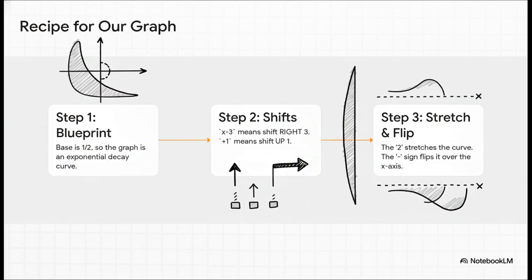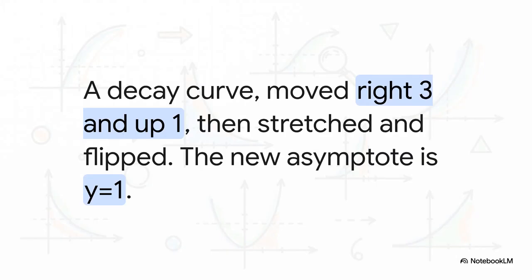And finally, step 3. The 2 out front tells us to stretch it vertically, and that lonely little negative sign flips the entire graph upside down. And there's our final result. We started with a simple decay curve, we slid it right 3 and up 1, which, remember, also moved our invisible floor up to y equals 1. Then we stretched it out and flipped it upside down. From a messy-looking equation, we got a perfectly predictable picture.